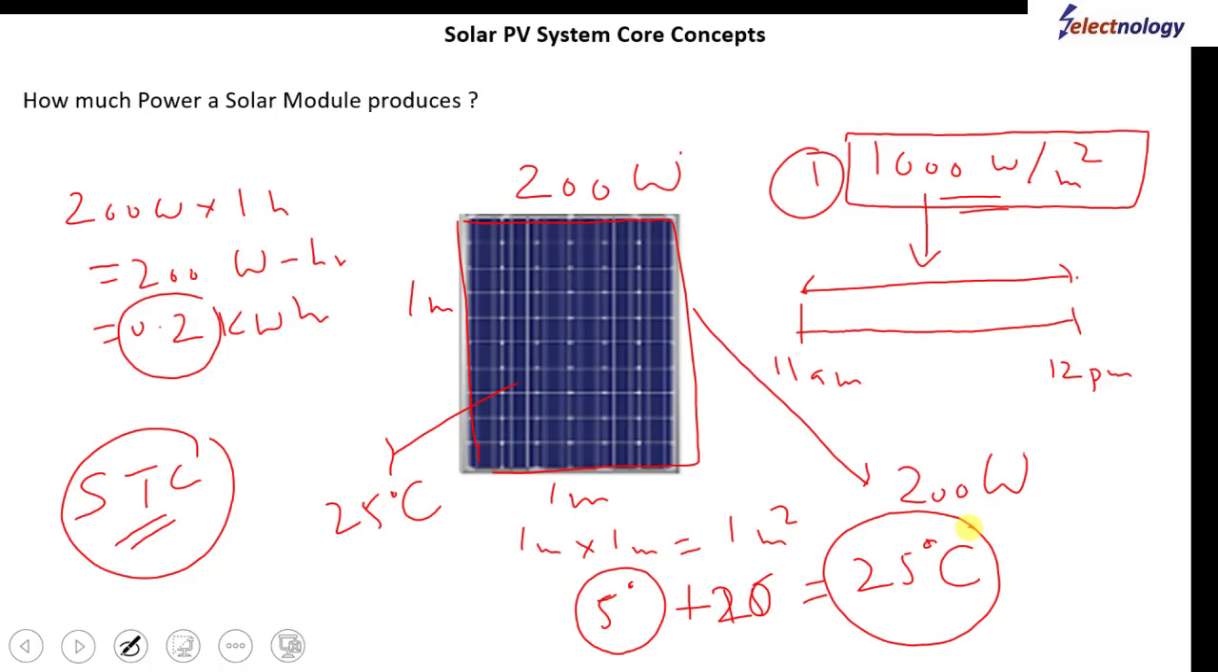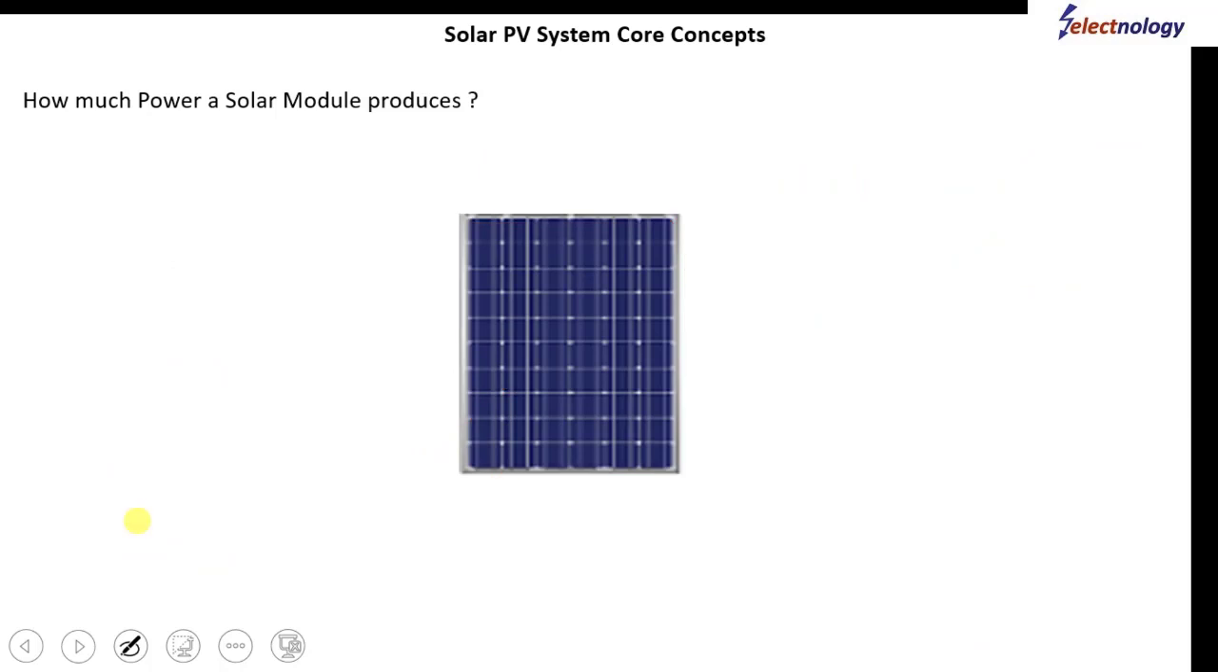Then at that time, if the module is specified as 200 watt by the manufacturer, it shall produce 200 watts or watt hour energy units. Otherwise, if the temperature of the module increases, or the solar energy is different, the module shall produce different watts. Now this can be stated in another way.